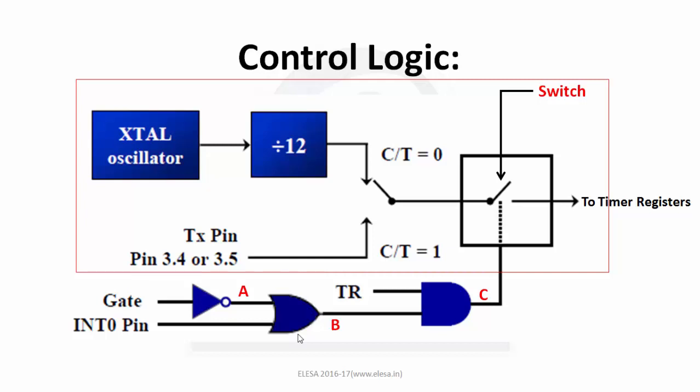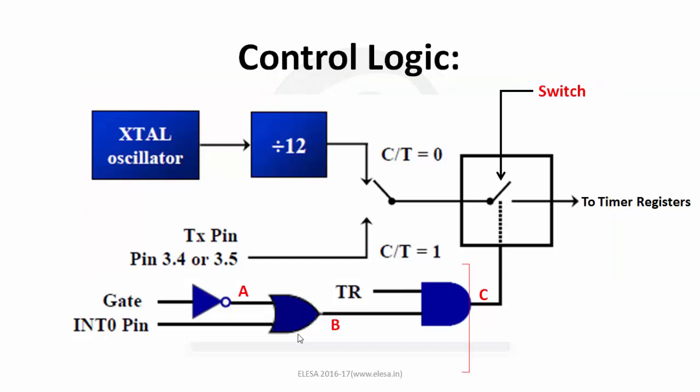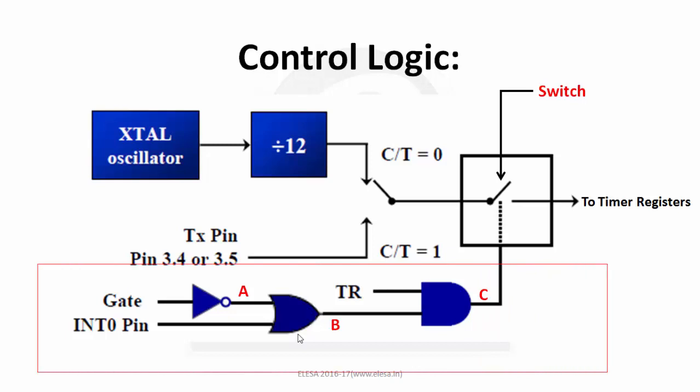That is, C/T is a signal which can be used to get the frequency of the oscillator from a crystal oscillator or from a clock which you will give from an external pin. Then we will see the other block of this control logic, that is the bottom one. Here we can see that a NOT gate, an OR gate and an AND gate are associated here to control the on and off of the analog switch.